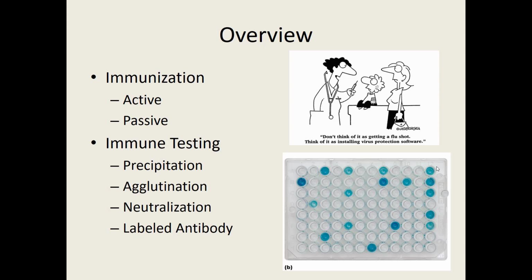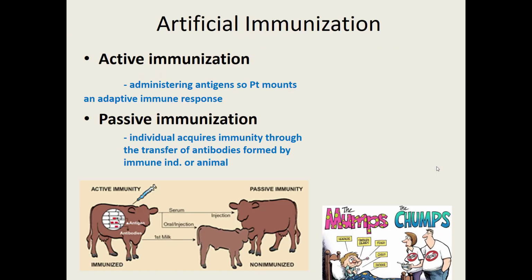So we're going to start with different types of immunizations, the way we can form immunization. And there again is active immunization and passive immunization. Now, active immunization is administering antigens so that the patient will mount their own adaptive immune response. So we're exposing patients to some type of pathogen. Yes, we've modified it so that it doesn't actually cause the disease, but we're just exposing that, and then the patient will mount their own immune response. That's active. We're activating their immune system.